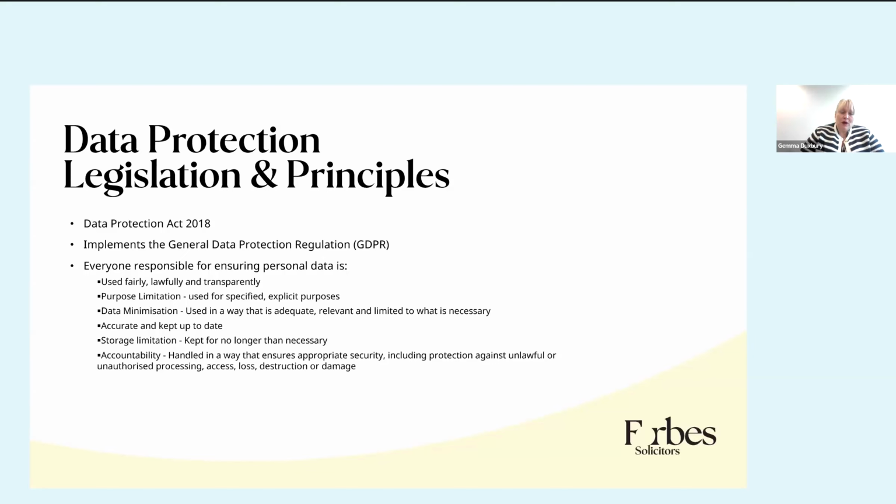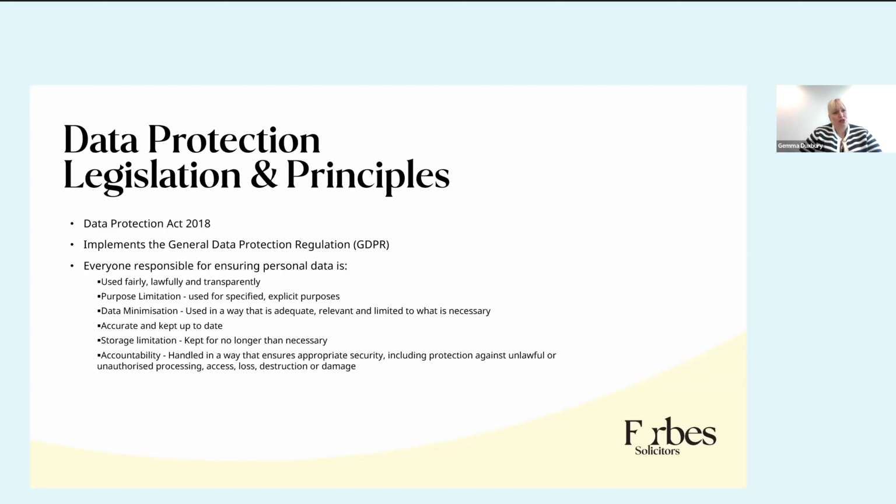And the first thing I want to talk about is just the data protection legislation and its principles. So obviously you're probably aware that the main bit of legislation in this country with regards to data protection is the Data Protection Act 2018. And that implements the General Data Protection Regulation, also known as GDPR. That was the original European legislation, and the Data Protection Act is what was brought in to support that at the time. Obviously, we then went through Brexit, and so we now have our own UK GDPR.